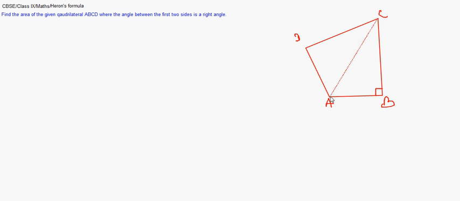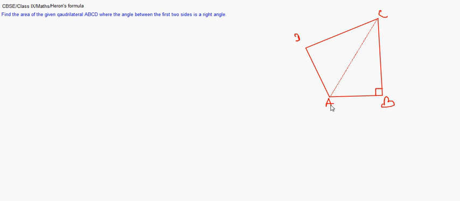Let me draw the figure here somewhere. It says AB, this angle between AB and BC is a right angle. Sorry, this is the figure. It's A, B, C, and D. This angle is 90 degrees. It is also divided like this.